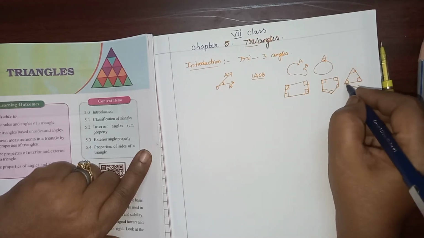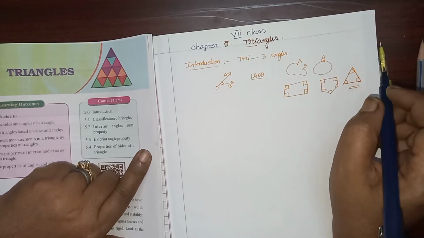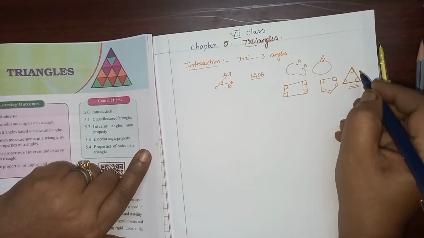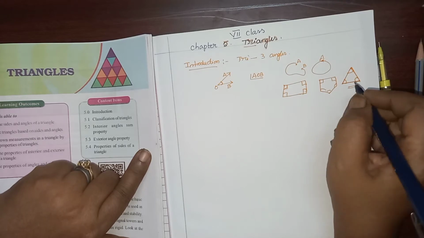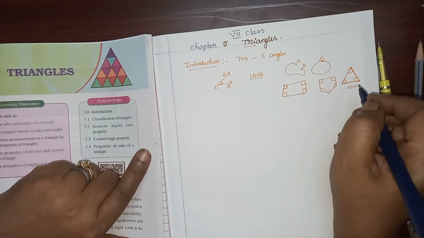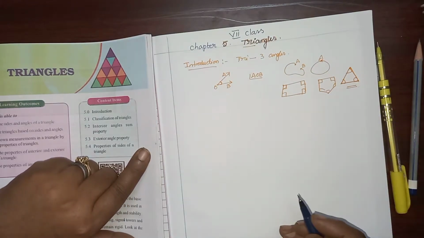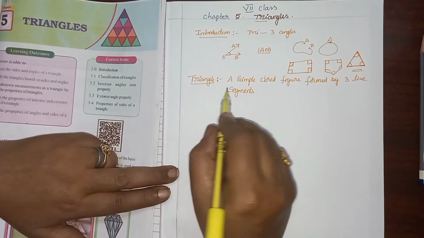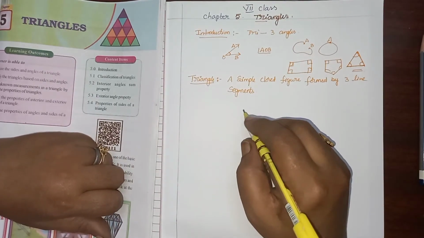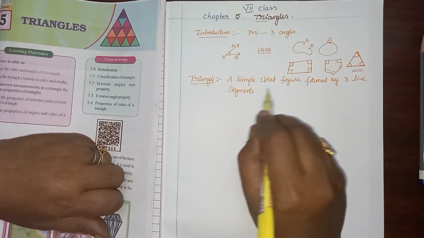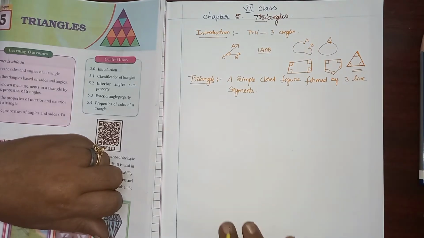A simple closed figure formed by line segments is called a polygon. The first polygon is triangle. Okay children, what is meant by triangle? A simple closed figure formed by 3 line segments is called a triangle.